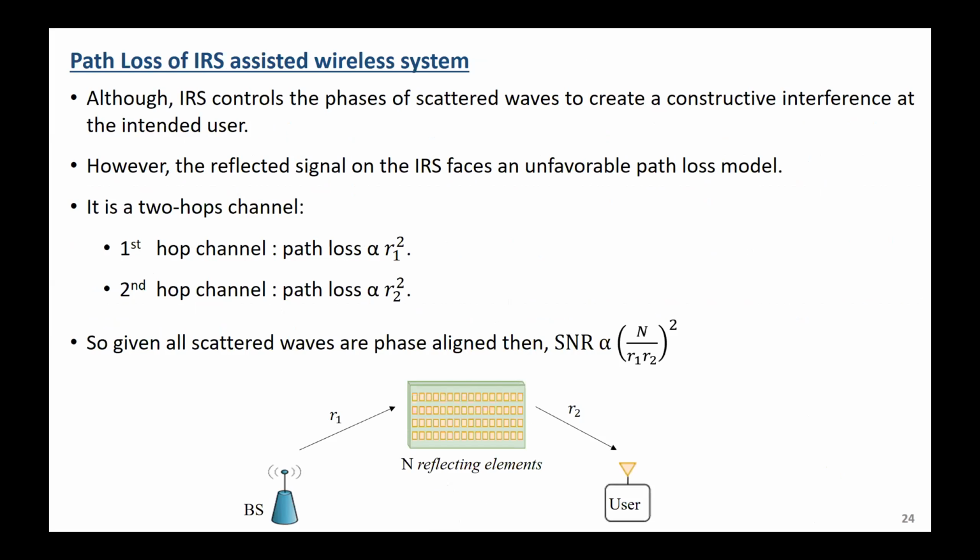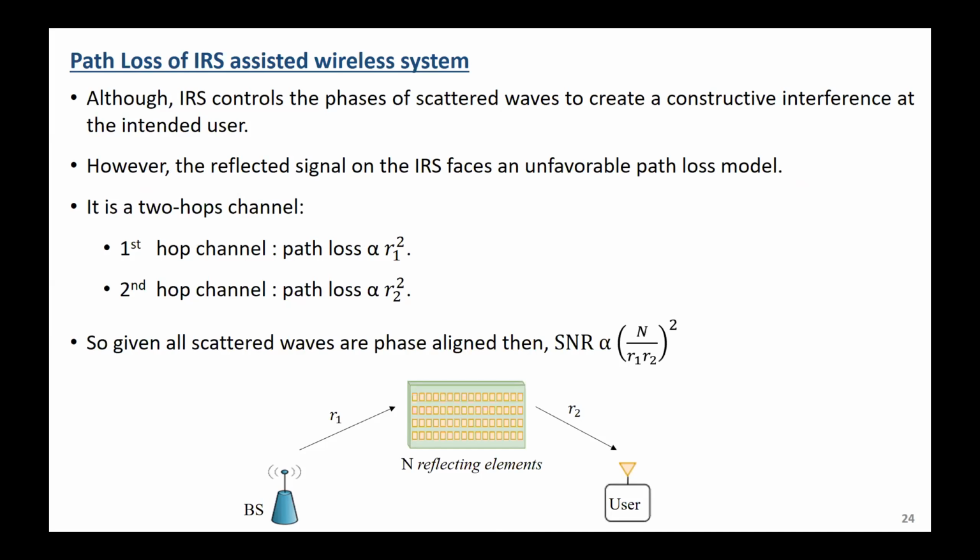Another drawback that I believe is very important is that it has a very unfavorable path loss model, because we have a two-hop channel, first hop from the base station to the surface and second from the surface to the user. The path loss of the first hop will be relative to R1 squared, and the second hop will be relative to R2 squared, where R1 and R2 are the distances. The overall path loss will be relative to R1 multiplied by R2, all squared. This is a very unfavorable path loss model because it's a multiplication of distances, so it has a very bad drawback.